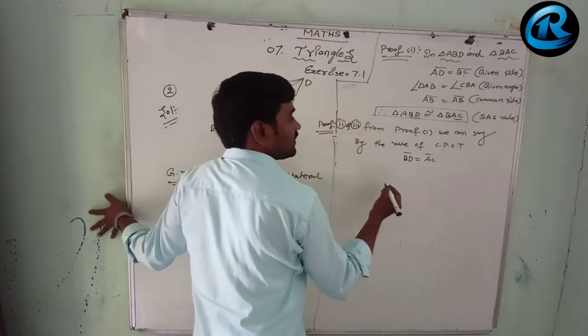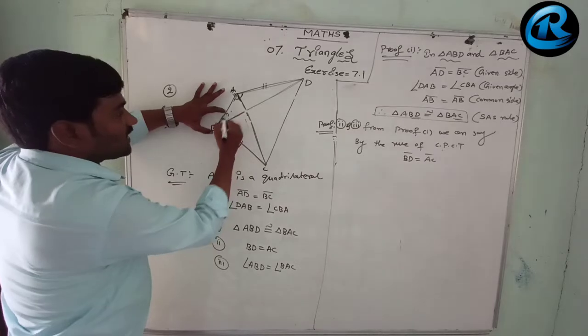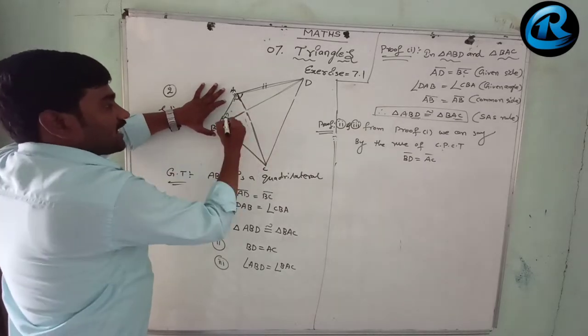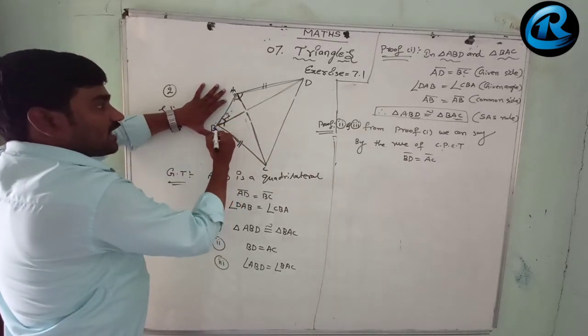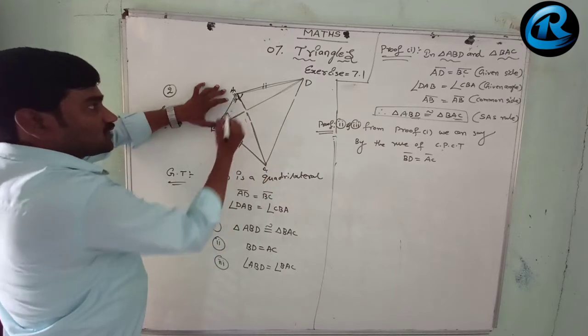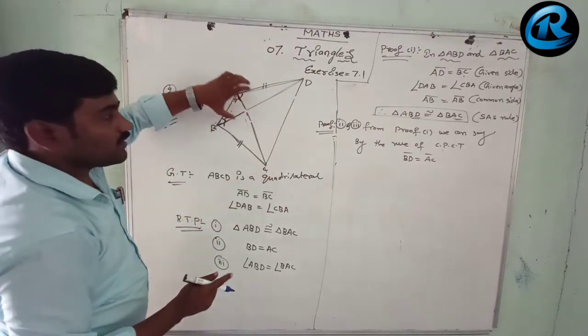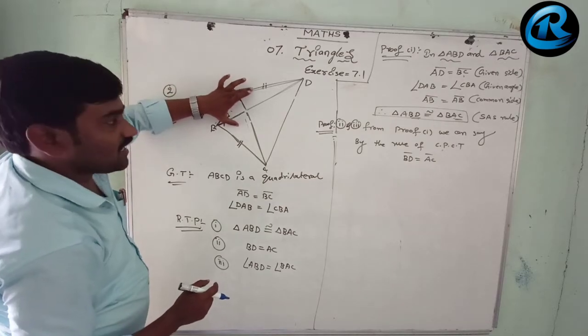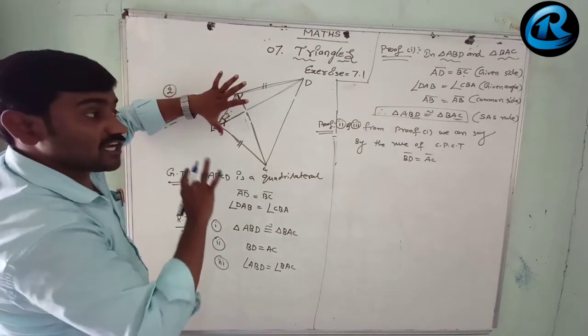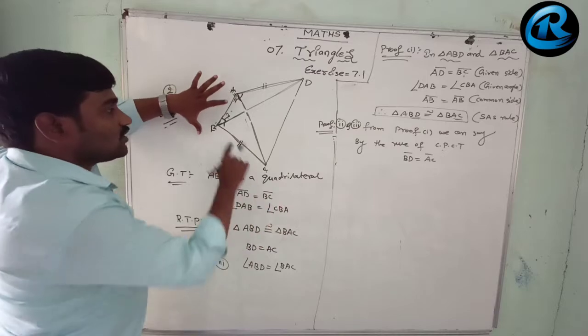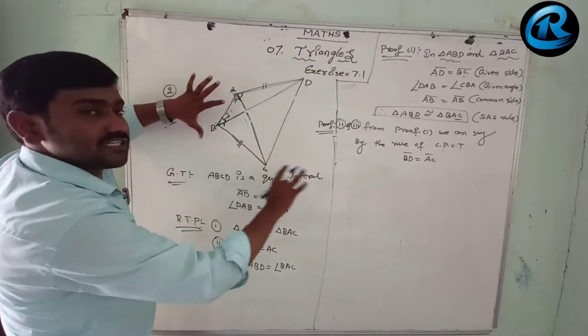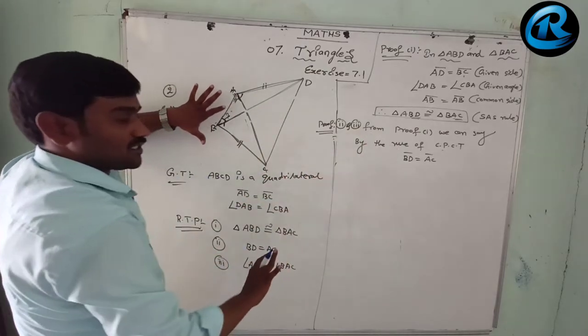Proof number 2 and 3. See these two angles, angle ABD and angle BAC. These two angles are parts of the two congruent triangles. These two triangles are congruent already, so their corresponding sides should be equal. All corresponding sides. Already BD and AC, the corresponding sides, we have proved to be equal.